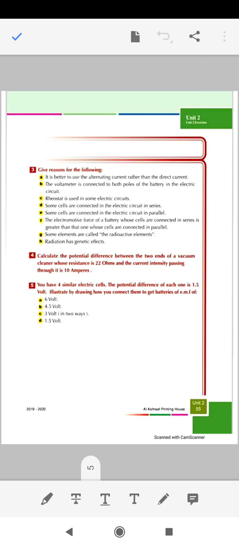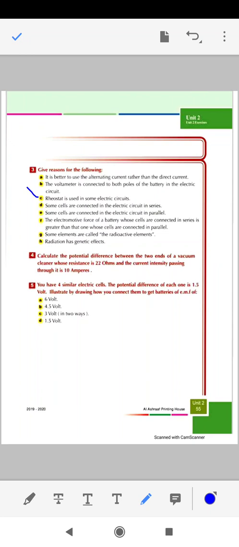Next, the rheostat is used in some electric circuits. This question is very important and comes up very often. I'll say because it controls the intensity of the electric current and the potential difference. Some cells are connected in an electric circuit in series: to obtain the highest EMF. Some cells are connected in an electric circuit in parallel: to obtain the lowest EMF.